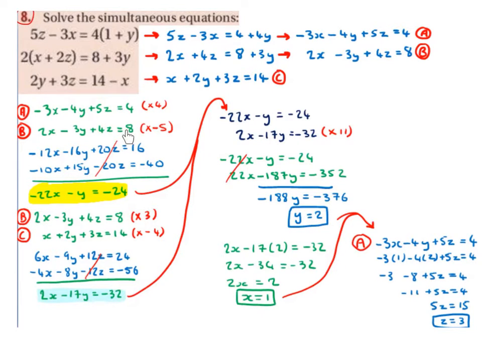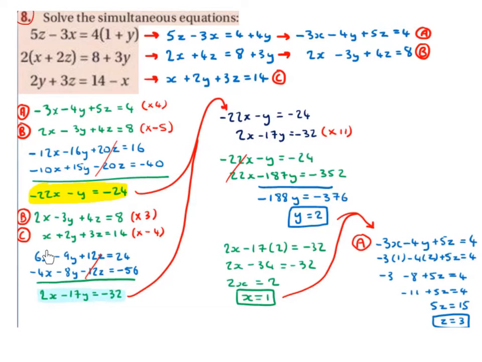Now I can cancel out my z's. Minus 12x minus 10x is minus 22x. Minus 16y plus 15y is minus y. And 16 minus 40 is minus 24. Now I have one equation in terms of x and y. Now I'm going to take equation B and equation C. I'm going to multiply equation B by 3.